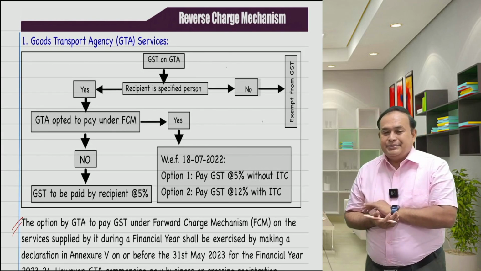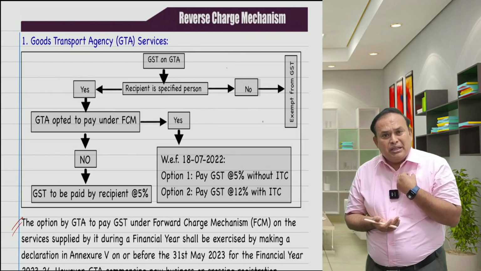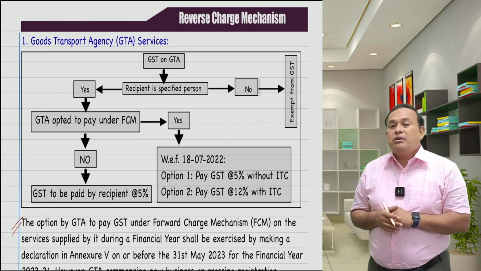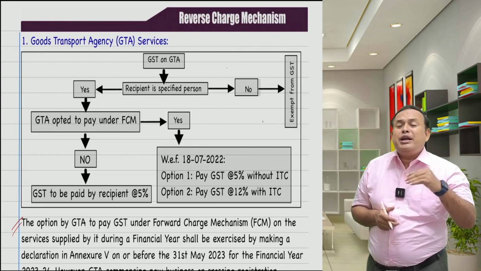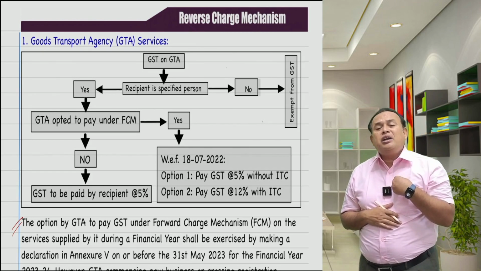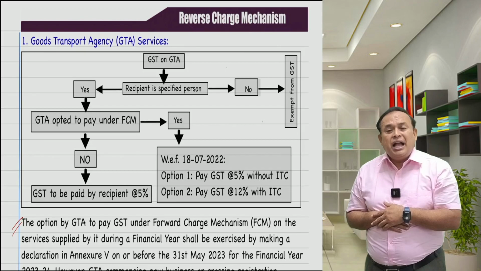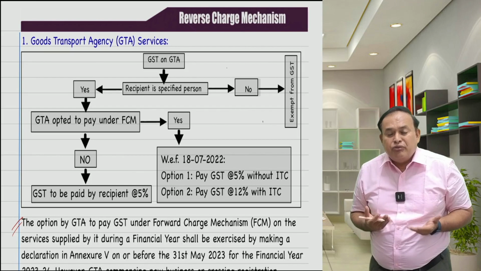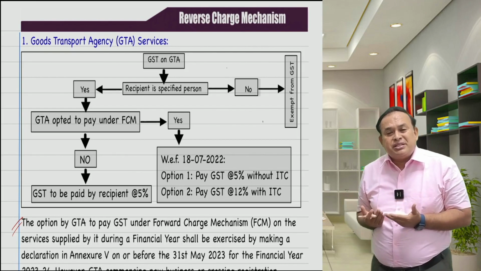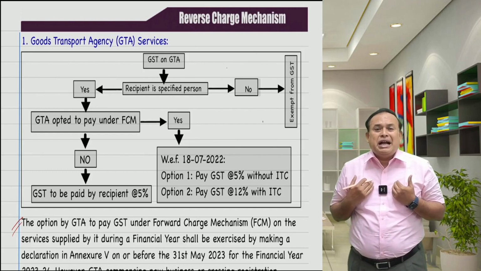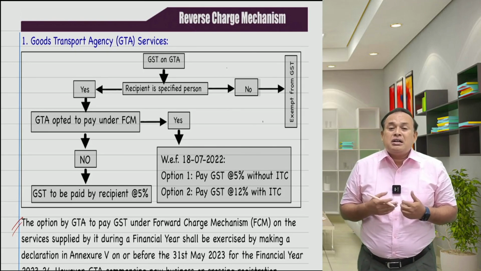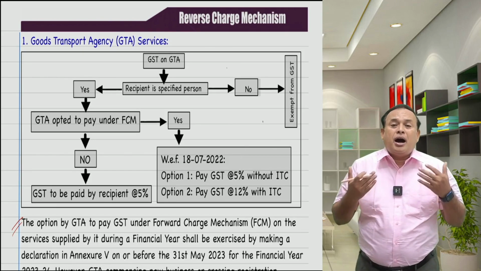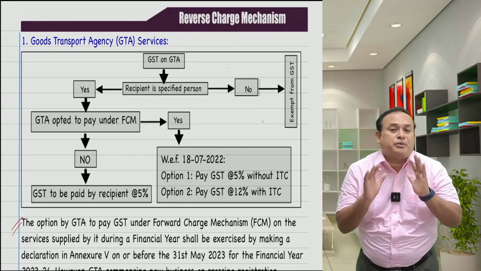On the other hand, if the GTA wants to claim more input tax credit, how do they claim it? "Yes sir, that's why I came for forward charge." Okay, in that case, pay 12% GST on your outward supply of freight and avail the input tax credit. So, payment of 5% without ITC, or payment of 12% with ITC, is left to your tax planning, if you come forward and make a declaration in Annexure 5, opting for payment of GST under forward charge.